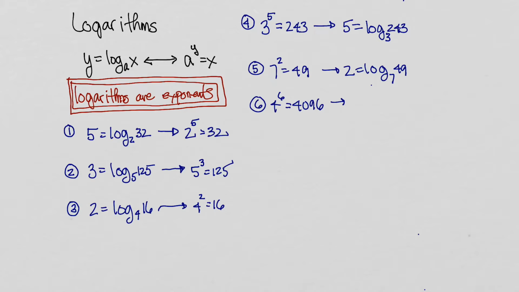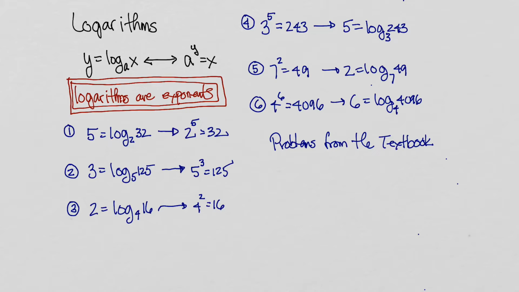And let's try another one here. Let's convert this exponential equation into logarithmic form. Logarithms are exponents. The exponent here is 6, so 6 is the logarithm. Now the base here is 4, so we'll write a little 4 down there in our base. And the last number here is 4096. So this right side says that this base to that exponent is 4096.